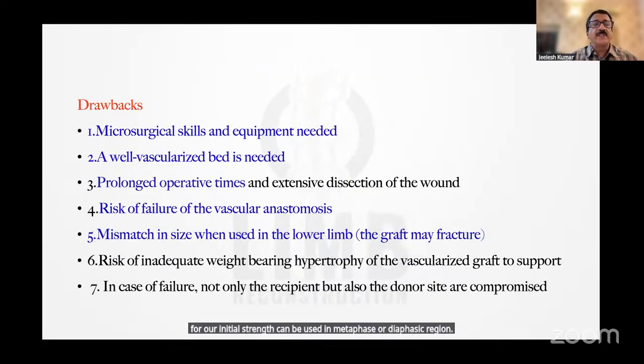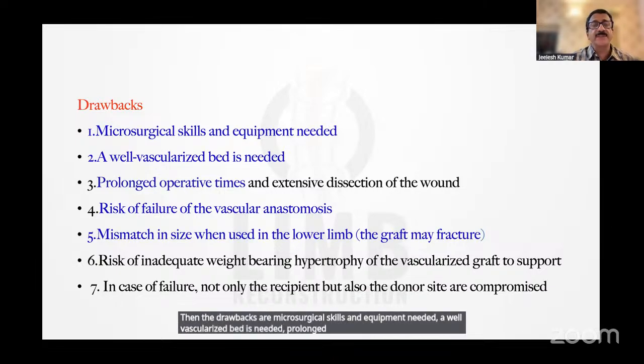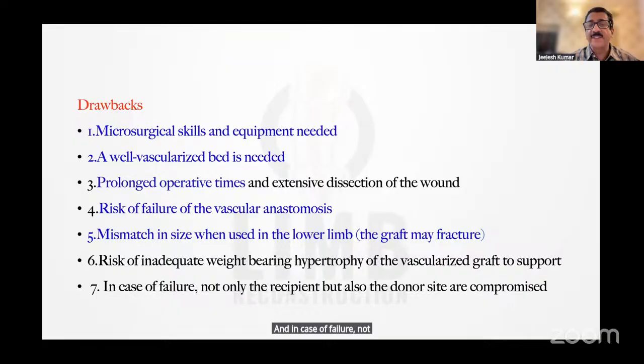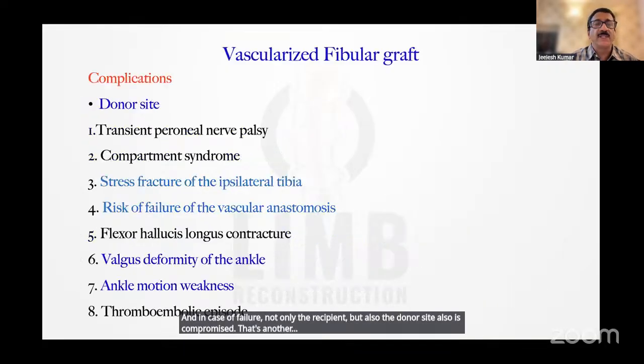Then the drawbacks are microsurgical skills and equipment needed. A well-vascularized bed is needed. Prolonged operative times, risk of failure of vascular anastomosis, mismatch in size when used in lower limb. And in case of failure, not only the recipient, but also the donor site is compromised. That's another drawback of this.